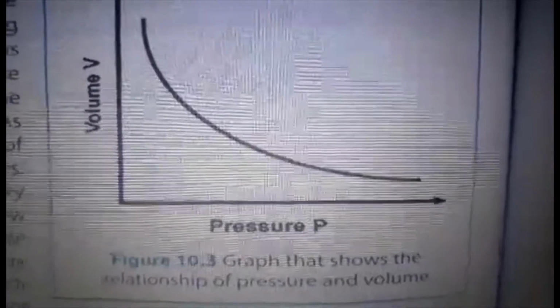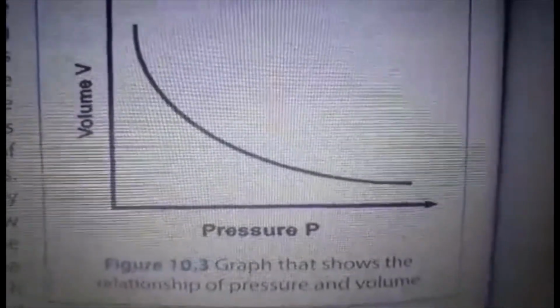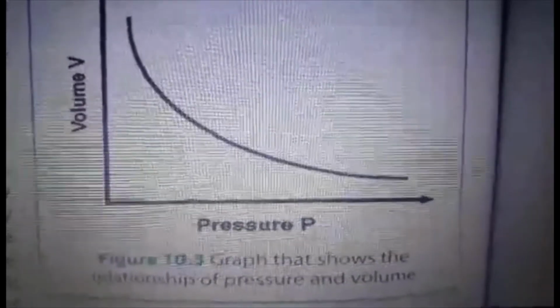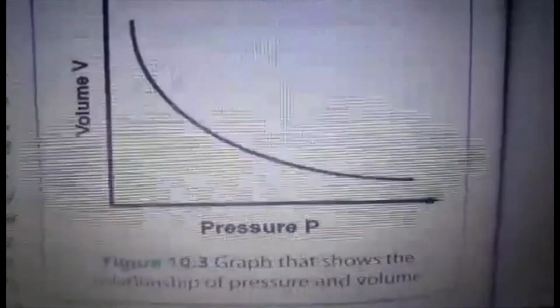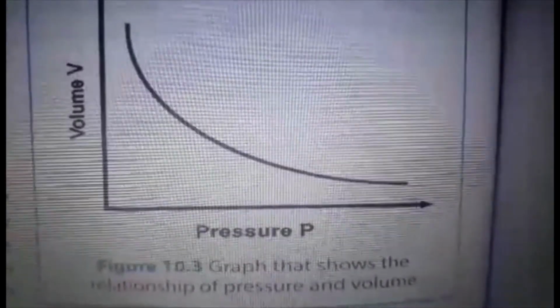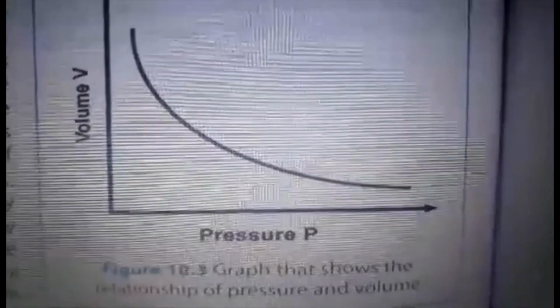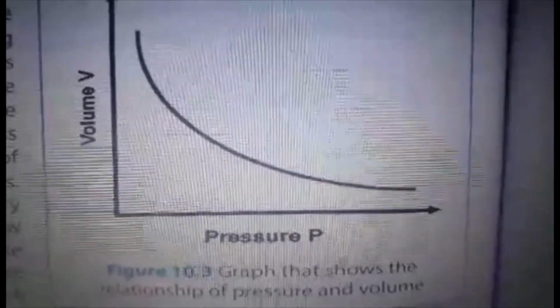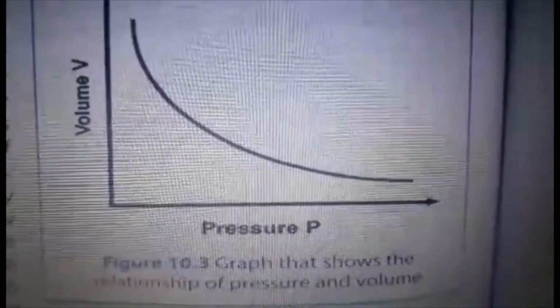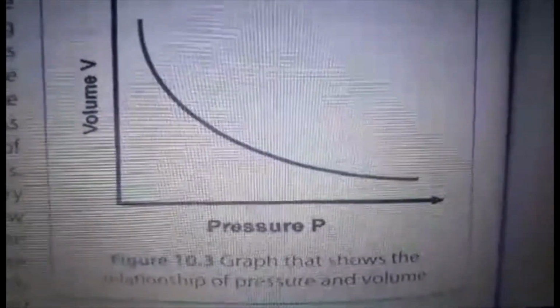So ibig sabihin, kapag tumaas ang volume, bababa yung pressure. Kapag tumaas yung pressure, bababa yung volume. That's what we call inversely proportional. So this time I would like to show you the graph that shows the relationship of pressure and volume. Okay, so we have the volume and the pressure. Kapag tumaas yung volume, bumaba yung pressure. And that is what we call the inverse relationship between pressure and the volume.